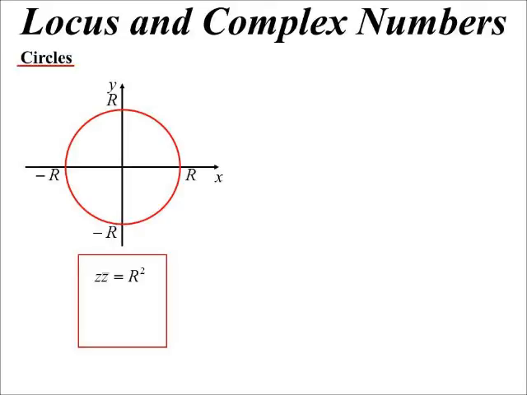We can now look at things like locus in a different way, now that we think of a complex number as a vector. So let's go back to circles. We mentioned it briefly earlier. There's our standard circle centre at the origin.